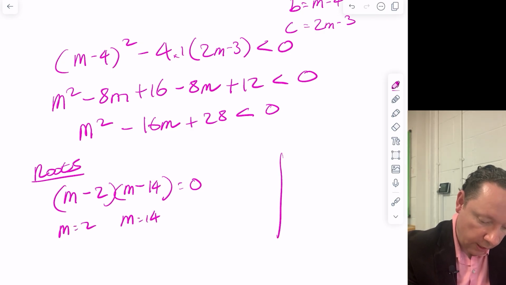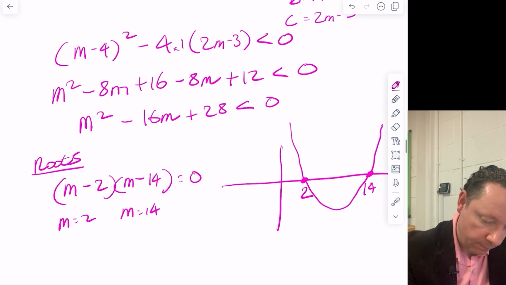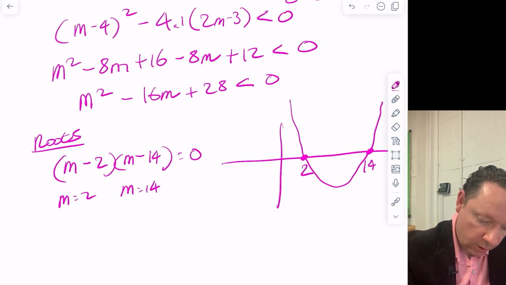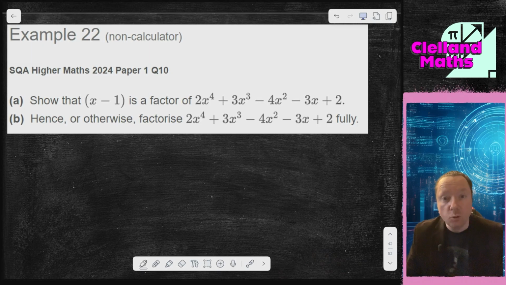So we now draw a graph, just a rough one. There's 14. There's 2. There's your quadratic. It was positive, yep. And we want it less than 0. So underneath here, that's between these two numbers. So our final answer is 2 is less than m is less than 14. And we're done there.